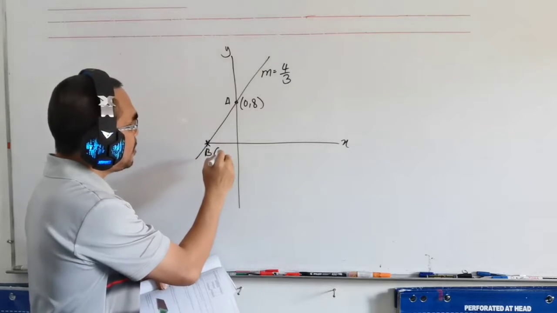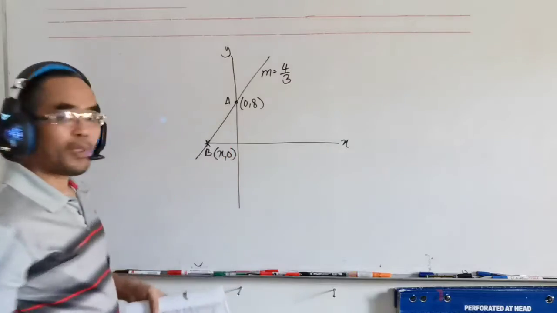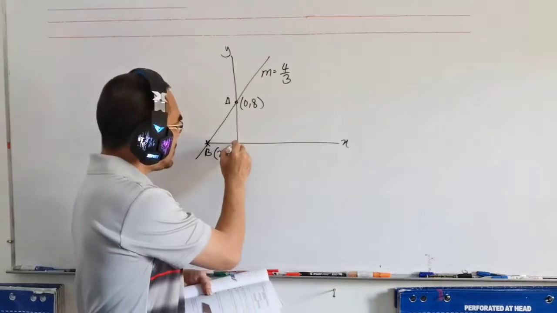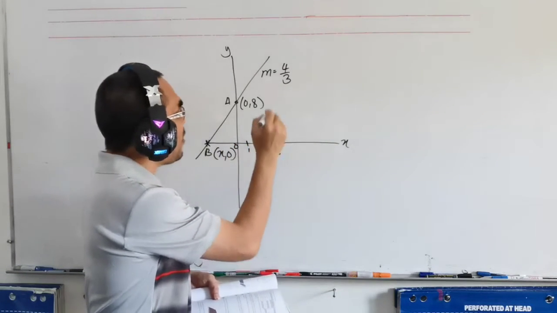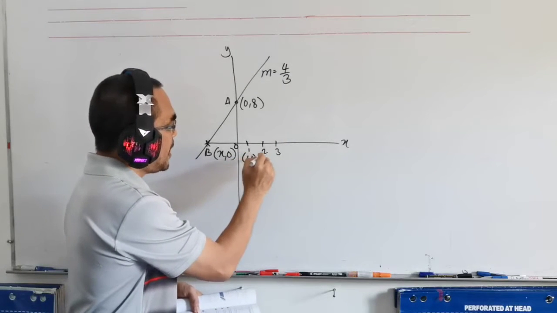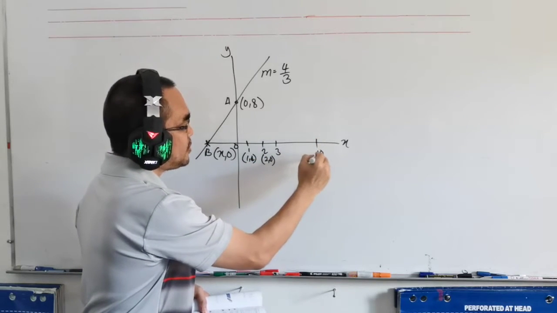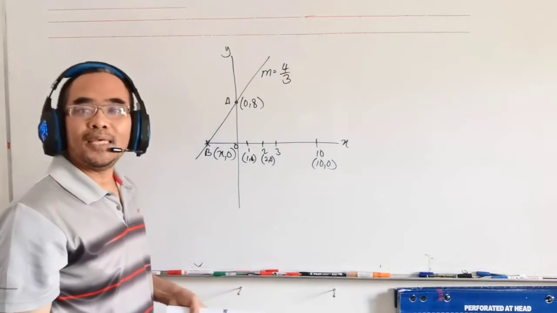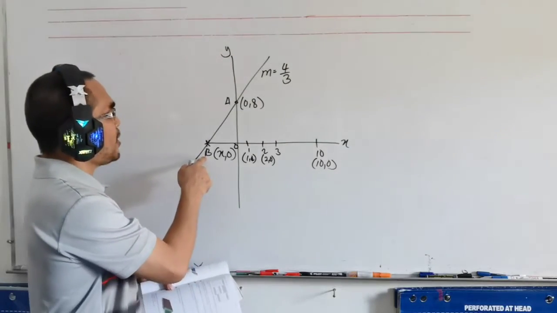So B will be x and the y is 0. How do I know that? You just draw, as long as it's on the x-axis. Here 1, 2, 3, for example. So the coordinate here will be 1, 0, and the coordinate here will be 2, 0. If there is 10 here, the coordinate will be 10, 0. The y is constantly 0. Okay, so we want to find the coordinate of B.